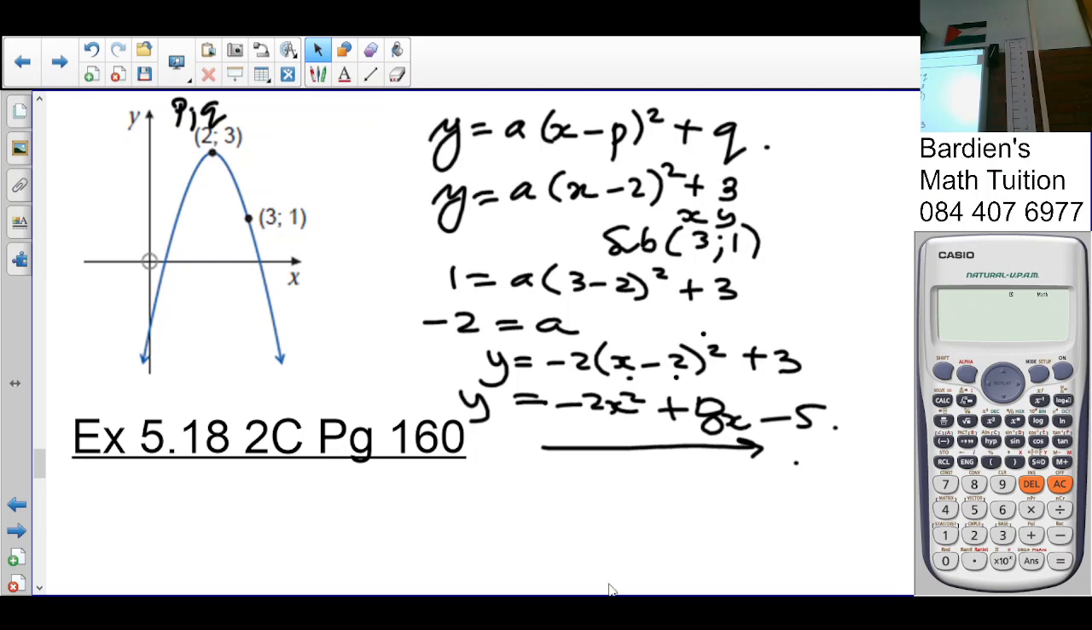Okay. So at this point you can do the rest of exercise 5.18 on page 160 and 170.